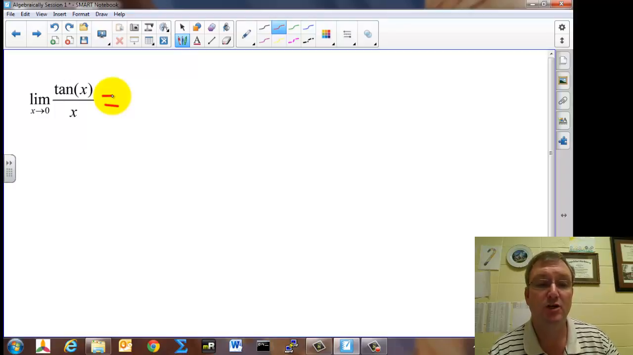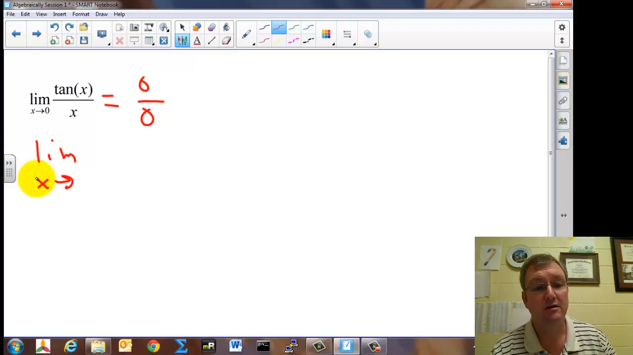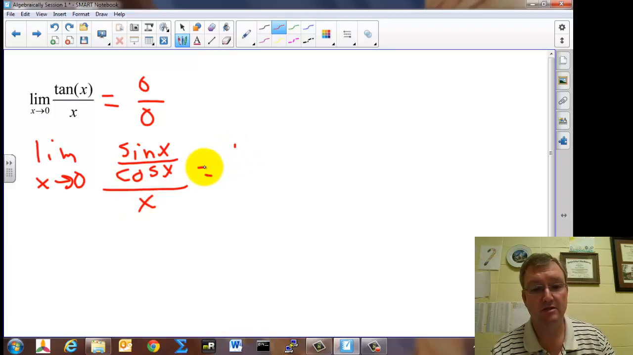But if you try to put in a 0, you get the tangent at 0 is 0, x is 0, so we get indeterminate form. So since we got indeterminate form, we know we need to do something. Well, what can we do? If we go back and recall, how could we write the tan? We could write the tangent as the sine x over the cosine of x all over x.